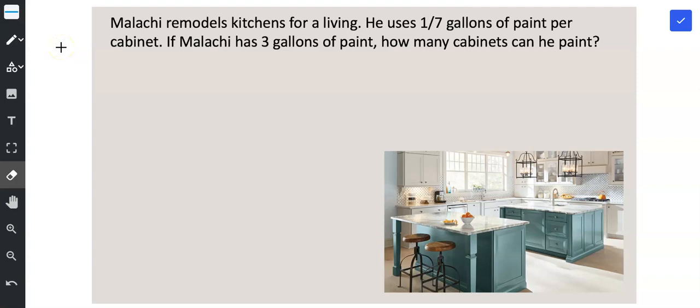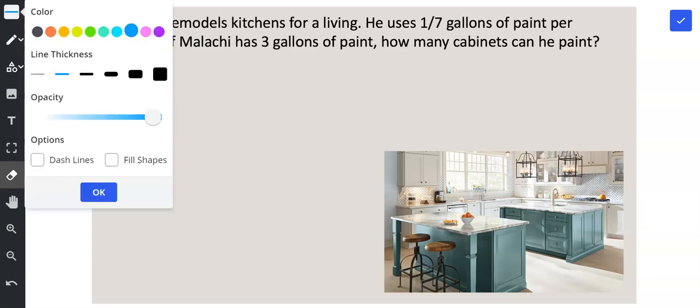Before we start this problem, I just want to show you how to create a highlighter using GoFormative. So click on the colors and then choose the color you want to use as your highlighter. Then I like to pick the greatest thickness and then change the opacity so this color is see-through, and then click OK.